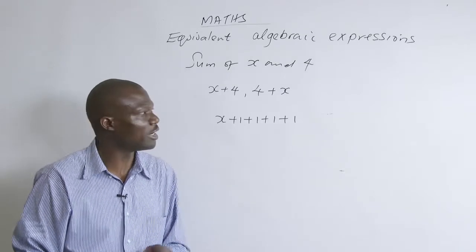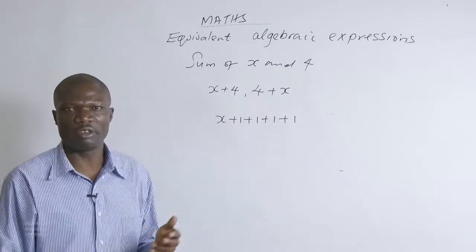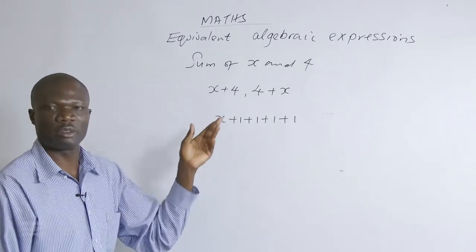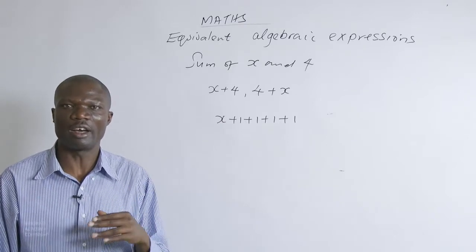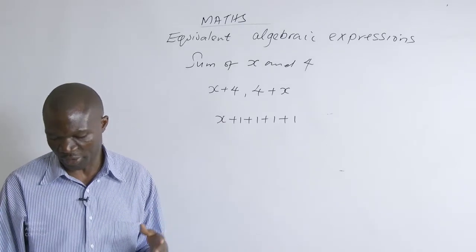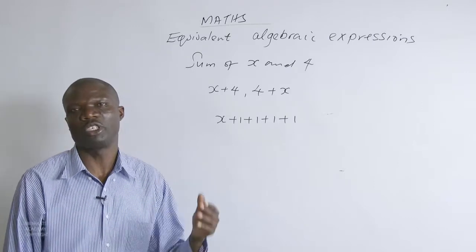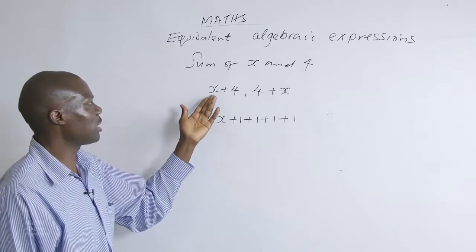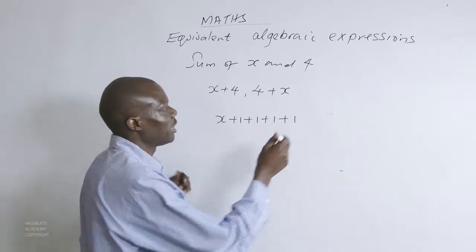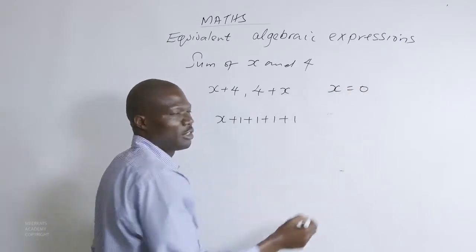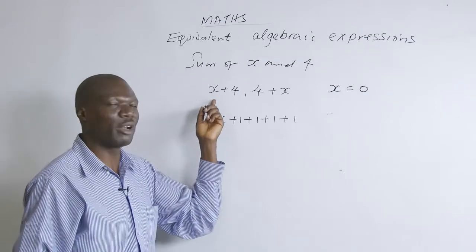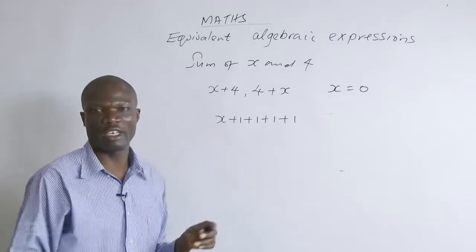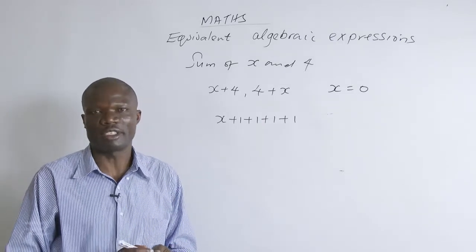You realize that the value in every case is the same. So all these expressions that we have are equivalent, simply because they give us the same values. For example, if x is equal to 0 and you replace it here, you'll find the value here is 4, the value here is 4, and also here is 4. If we change x again, the same will apply.